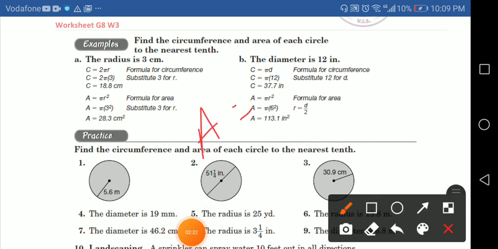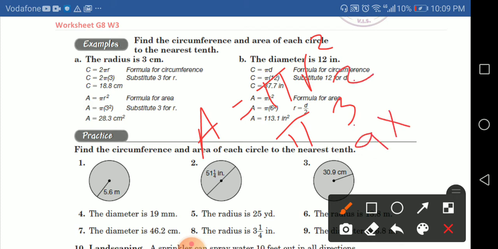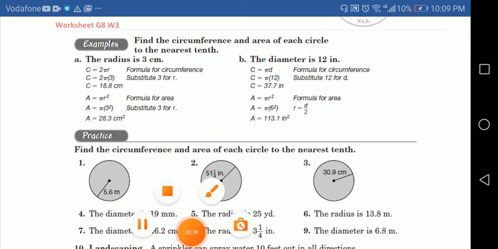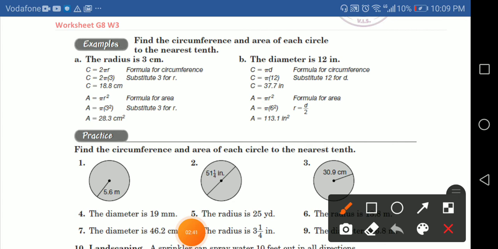After that, I have another one, the area. The area equals what? Pi r squared. Where's the r here? 3 squared. 3 times 3, 9 times pi, 3.14 or 22 over 7. Sometimes we will say please solve in terms of pi. It means keep pi as it is. You can say pi 9 or 9 pi.